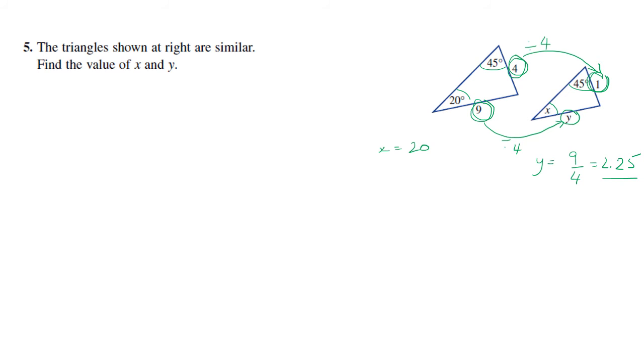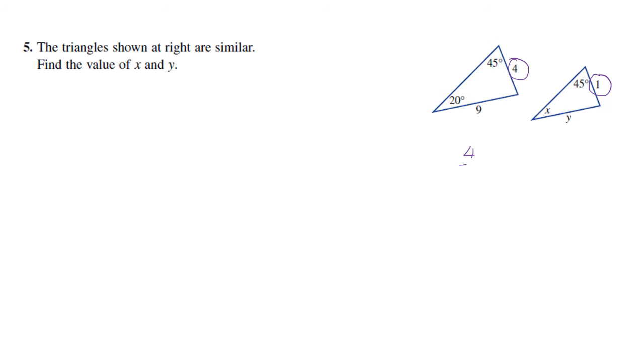Another way of doing it, because sometimes you won't have such an easy scale factor as just dividing by 4. So let me show you a different way of doing it, which looks a little bit harder. Sorry, let me just clear, get rid of all that. Another way to do it would be to compare the sides that correspond. So we're going to compare this side and this side. Let's make it a fraction. 4 divided by 1 is going to be equal to 9 divided by y.